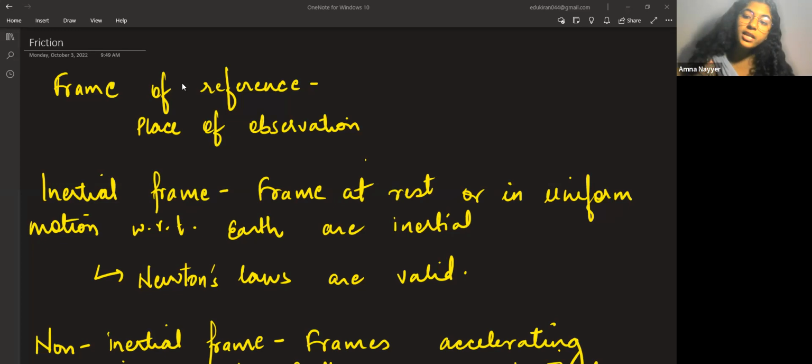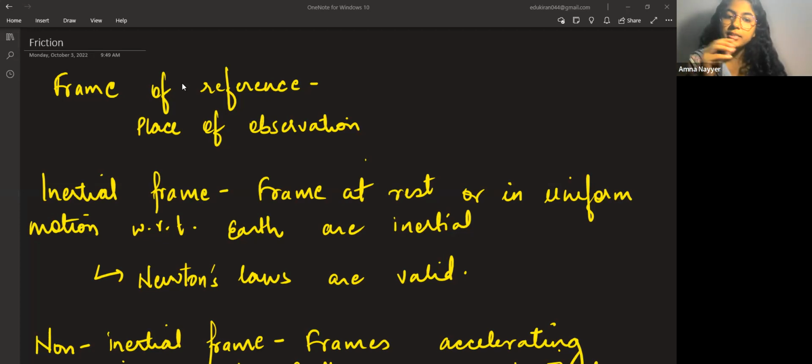Now, why are we revising this? We have already discussed this. Why are we revising this concept here in Newton's laws of motion? We had already discussed this. We had seen also, we studied the concept of relative velocity also. Now, why are we bringing this? So see, frame of reference basically means what?